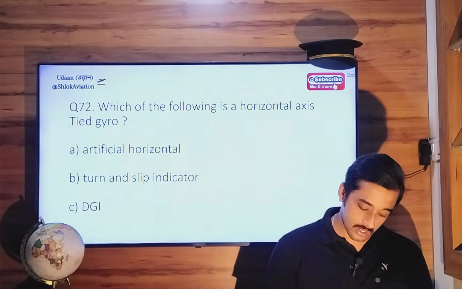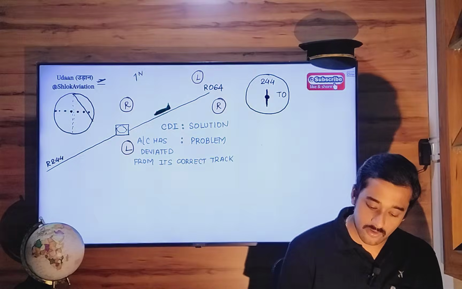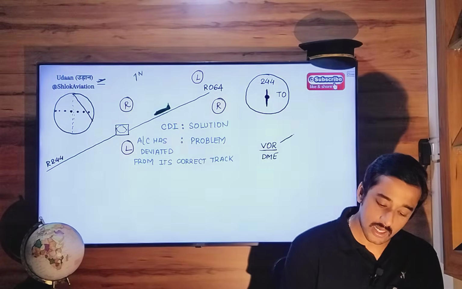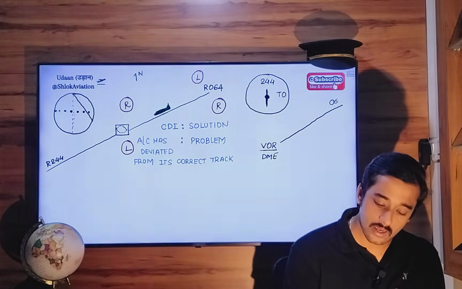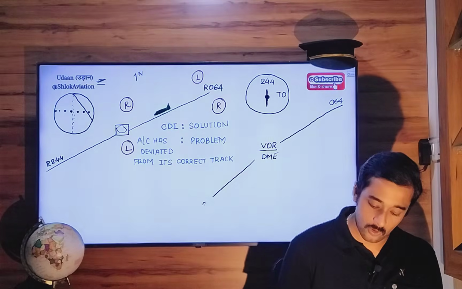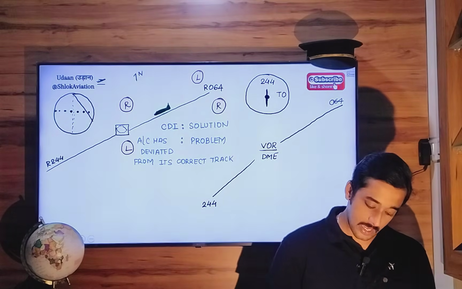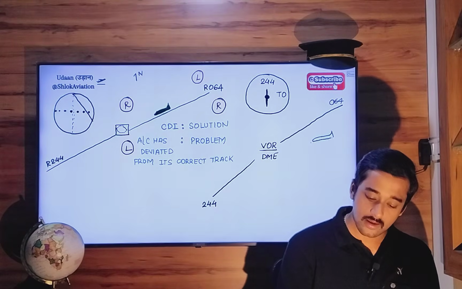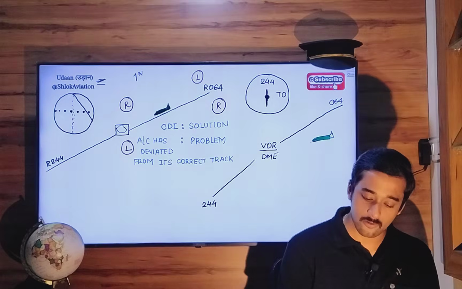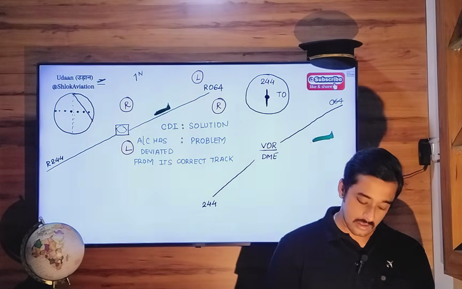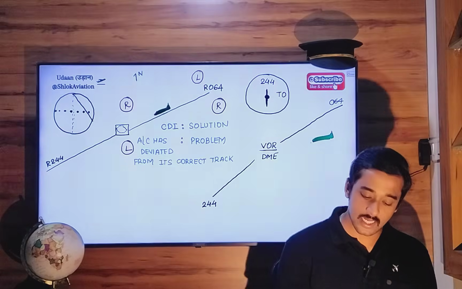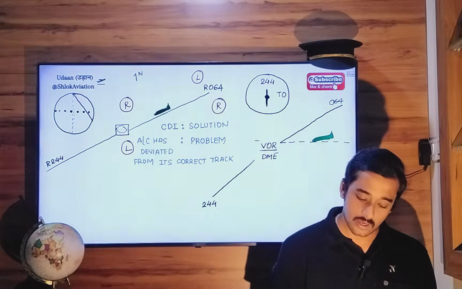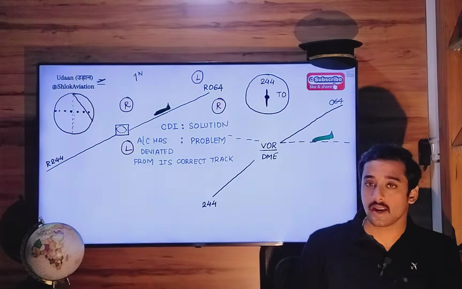So I will draw this diagram again. This is your VOR station, VOR DME station, let's say. And this is your original track, 064 inbound, 244 here. But aircraft, instead of being on that track, is somewhere to the left hand side of it. That means somewhere here. And since it is on the left hand side of it, it will be situated on some different radial now.